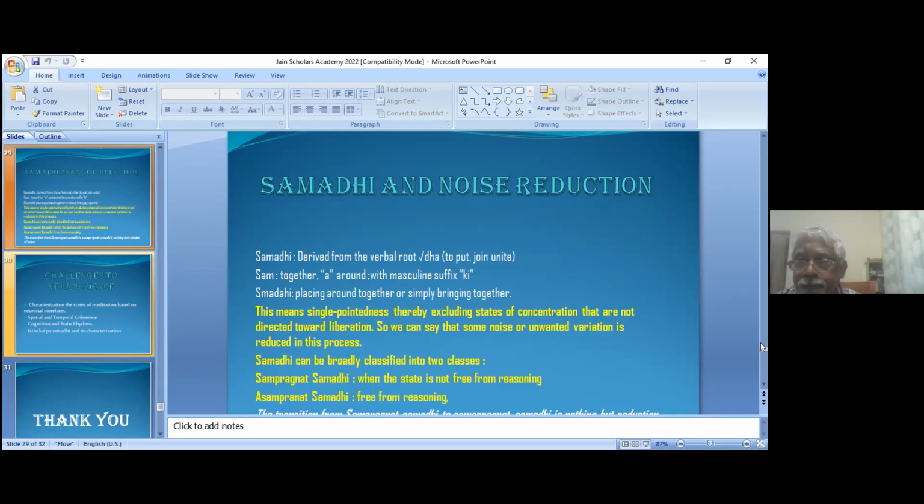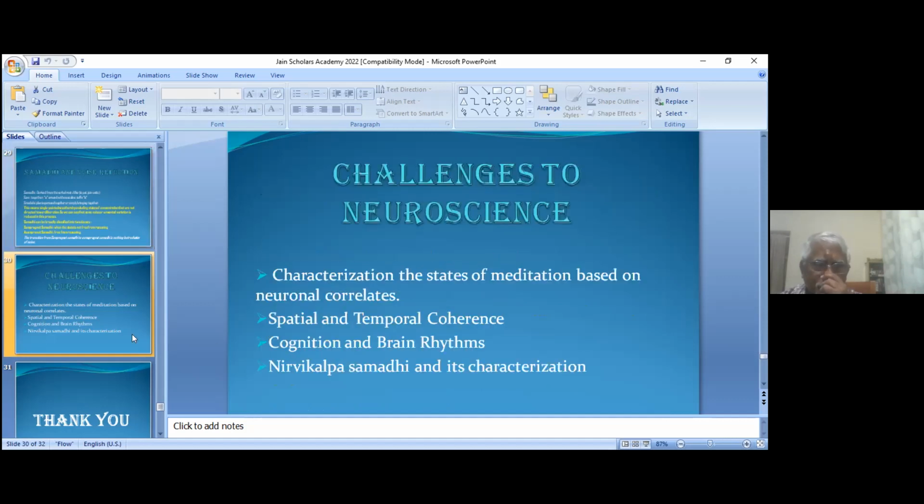If not, then we can say the modern paradigm of understanding brain function, or essentially, the functioning of the brain explained using the laws of physics, might fail. And we need to discover a new paradigm. It's a big challenge to both neuroscientists and physicists. So our motto is, the challenge to neuroscience is how to characterize the different states of meditation.